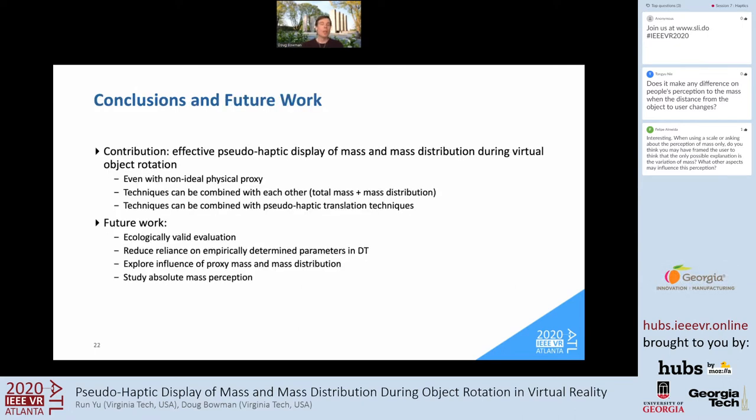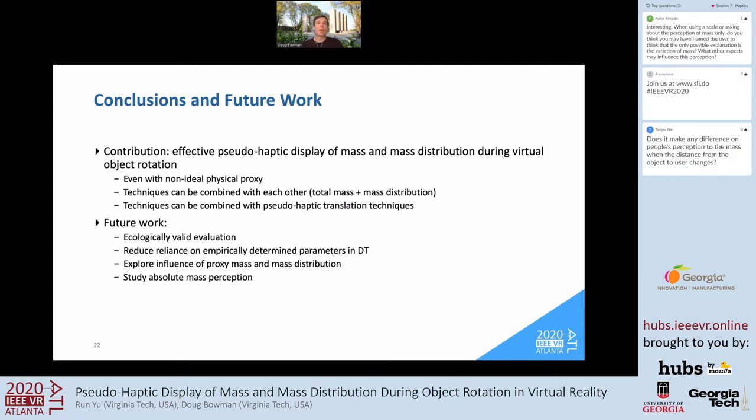So to wrap up, the contributions of this work are really about effective pseudo-haptic display of mass and mass distribution when we're rotating virtual objects. And we note that we can do this even with a non-ideal physical proxy. I wish we had a sphere like the one in the previous talk, but we just used a plain Vive tracker. Also, these techniques can be combined with each other to get perception of total mass and mass distribution at the same time. And we can combine these techniques with pseudo-haptic translation techniques as well.